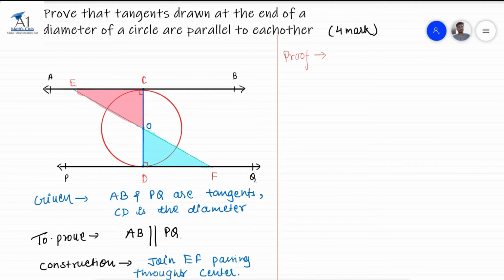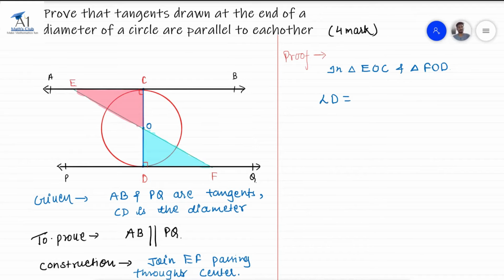Now in the proof, in triangle EOC and triangle FOD, angle D will be equal to angle C. Why? Because the radius is perpendicular to the tangent.